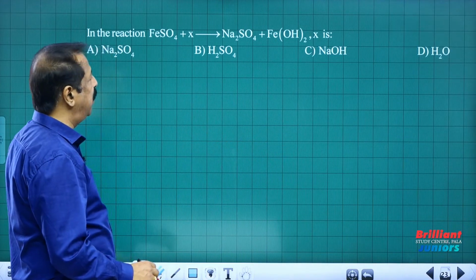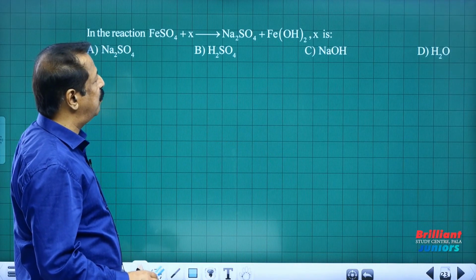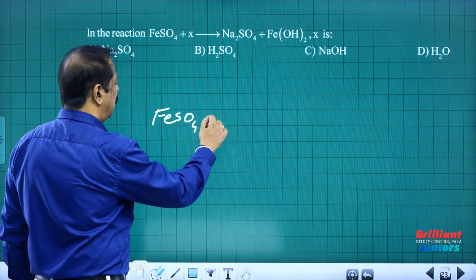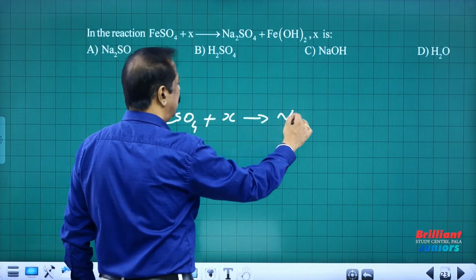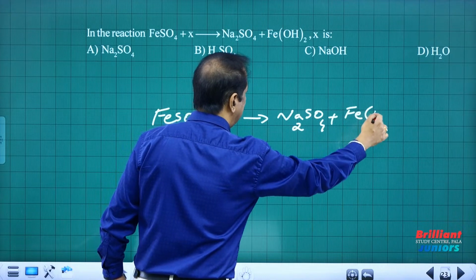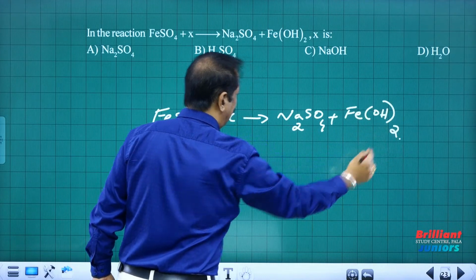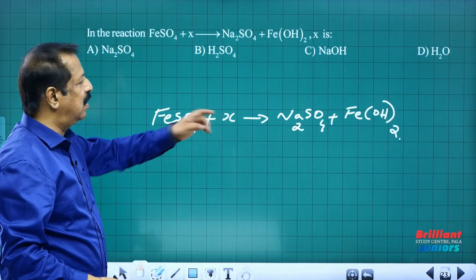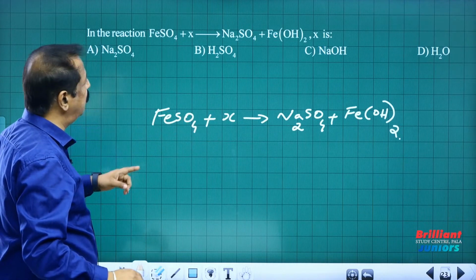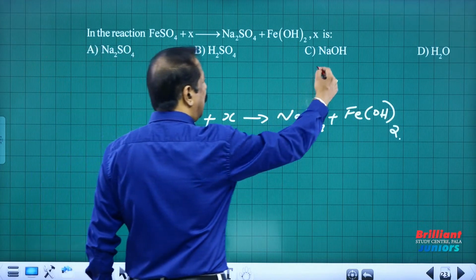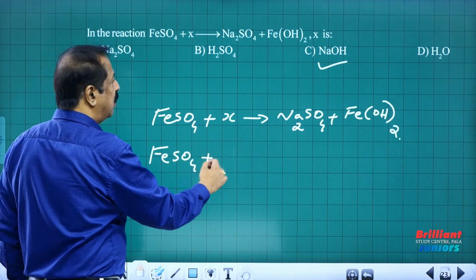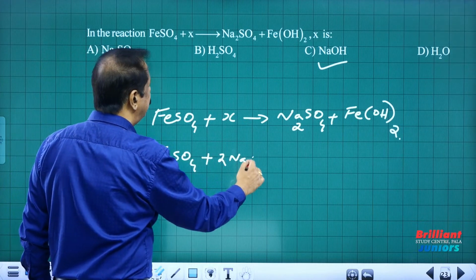And the next one: FeSO4 plus X giving Na2SO4 plus Fe(OH)2. Here Fe is there, and on the other side Na. So here there is no Na, so we have to take NaOH. NaOH is the reagent. So I'll write the equation: FeSO4 plus 2NaOH.